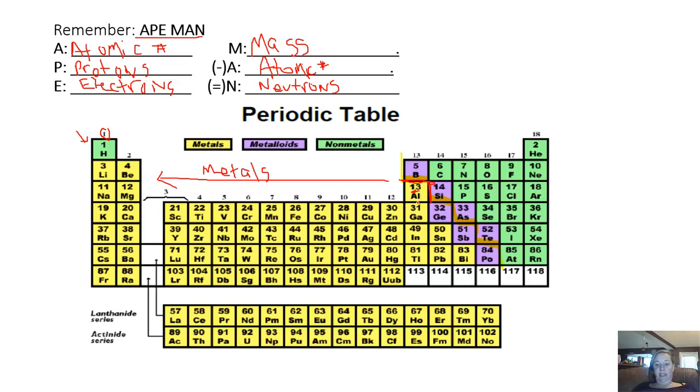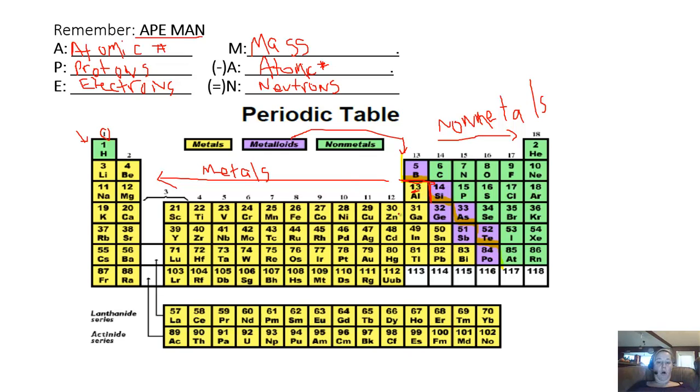Then I want you to draw another arrow to the right of the zigzag line, and I want you to label that non-metals. And then on the zigzag line right here, I want you to put the term metalloids. I'm not going to write it out because it's going to take me too long, but boron, silicon, germanium, arsenic, antimony, tellurium, and polonium, those are all your metalloids. They share properties of metals and non-metals.